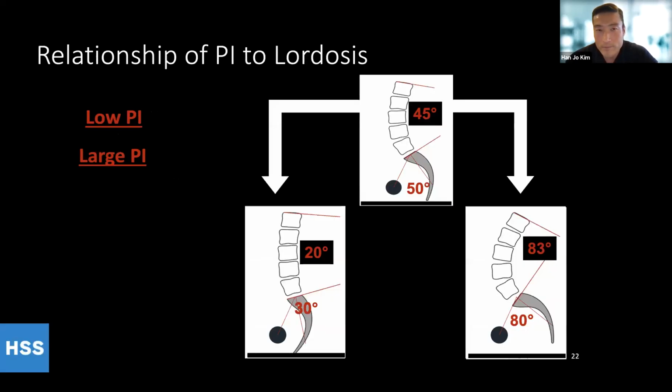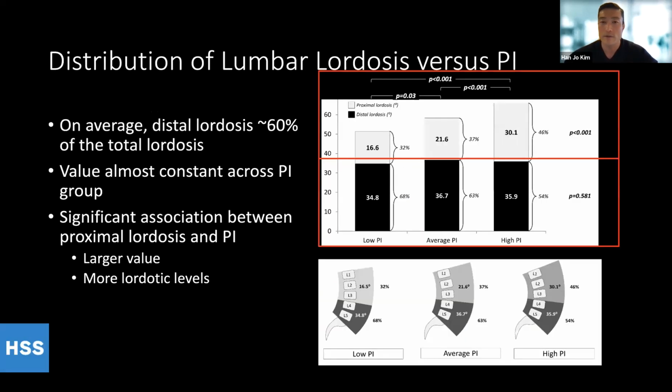So obviously we know the relationship between PI and lordosis, but it's not just PI to LL matching that we have to pay attention to. We also have to pay attention to the distribution of the lordosis. So basically what we know is that anywhere from 58 to like 68% of your lumbar lordosis should be coming from the L4 to S1 segment. Matt, I know you're at WashU, so don't tell Mike Kelly this. He's going to be upset.